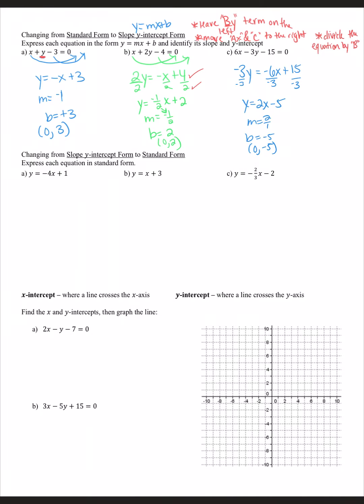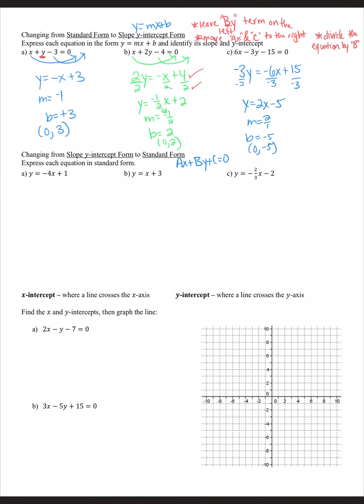The next part says let's change from slope y-intercept form to standard form. So now we need that equation to look like our standard form, which is ax plus by plus c equals 0. Remembering those rules, okay? A, B, C must be integers, no fractions, no decimals. A has to be positive, and A and B can't both be 0. So we'll keep talking through those rules as we go.